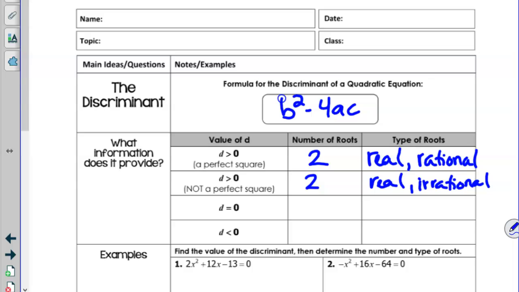What about if d is equal to 0, or b squared minus 4ac is equal to 0? How many solutions do you think you have, or roots? One, yeah, there's just one. Because you're doing plus or minus 0 then. Plus or minus 0 isn't going to change anything. When that happens, it will be real and rational.